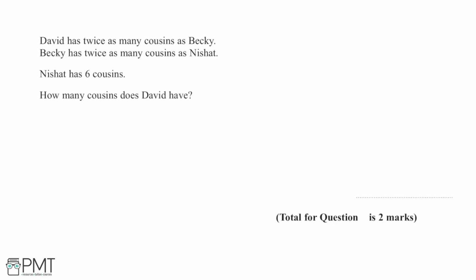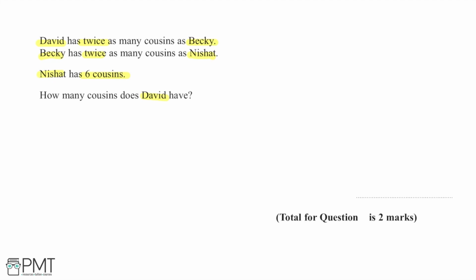So in this question, I'm told that David has twice as many cousins as Becky, and then told that Becky has twice as many cousins as Nishat, and I'm told that Nishat has 6 cousins. And we're asked to use this information to find out how many cousins David has. So making sure to fully read through and understand a question like this is really important, because now that I've read all of the information and understand what I need to calculate, I'm going to go about this question by working backwards through the information and calculating how many cousins David has.